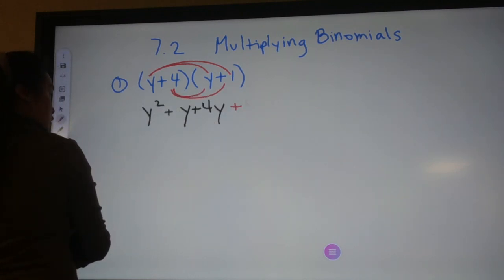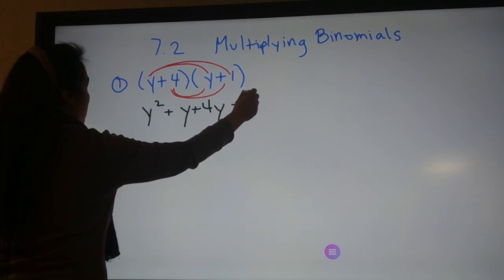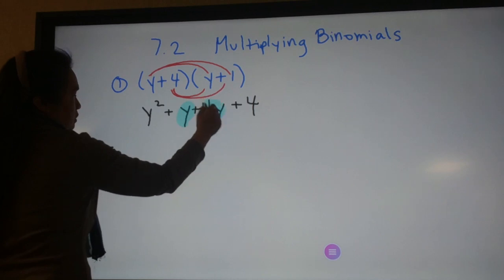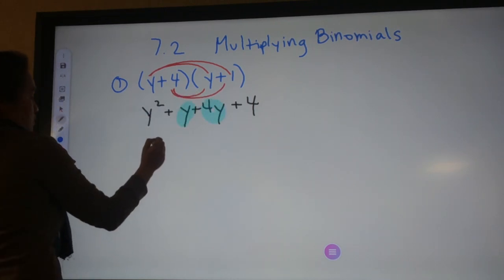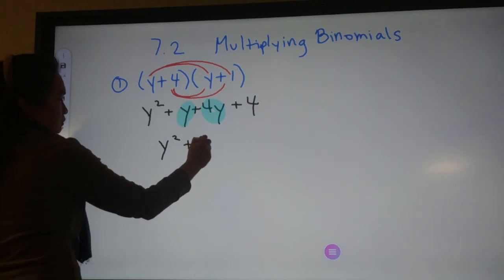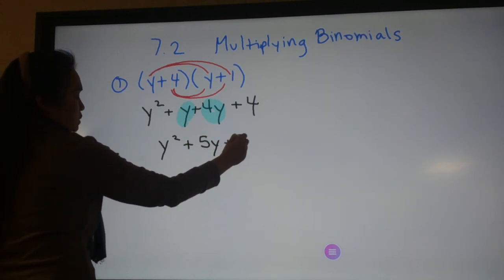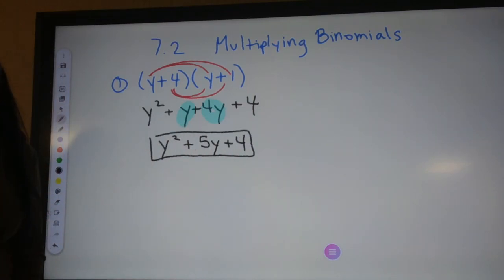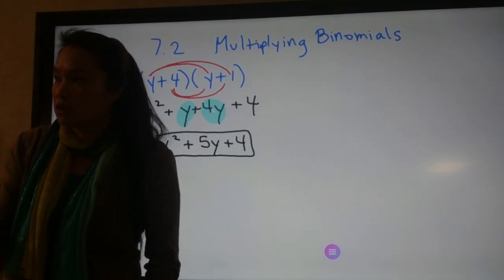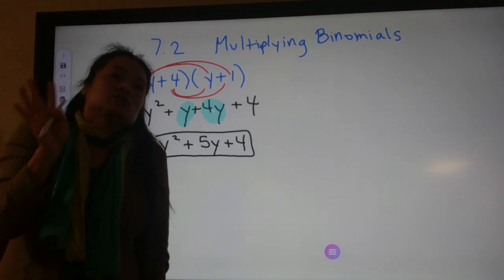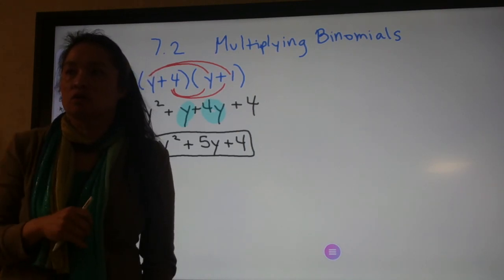So now you're going to collect like terms. Make sure you collect like terms. Plus 4. Okay, where are my like terms? The y's. Always collect like terms. So it's going to be y squared plus 5y plus 4. That is one method. You're going to get very, very quick at this. You should be able to do this without having to show work. Right now we're just starting, little baby steps, so we're going to show our work.